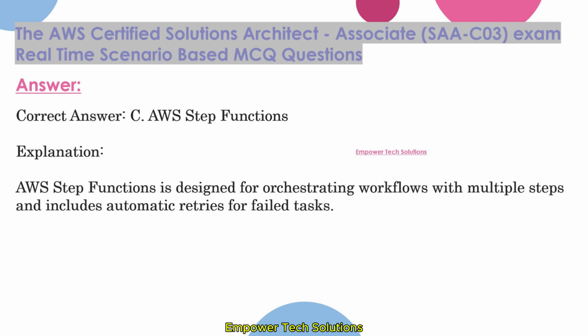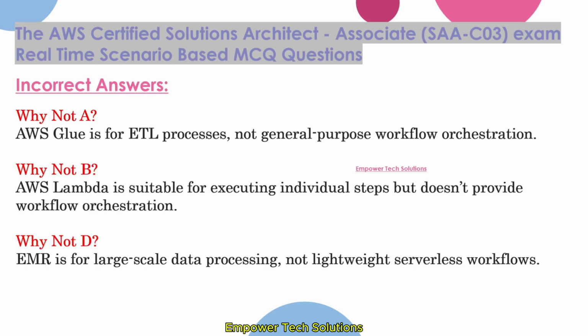AWS Step Functions. Explanation: AWS Step Functions is designed for orchestrating workflows with multiple steps and includes automatic retries for failed tasks. Why not A?